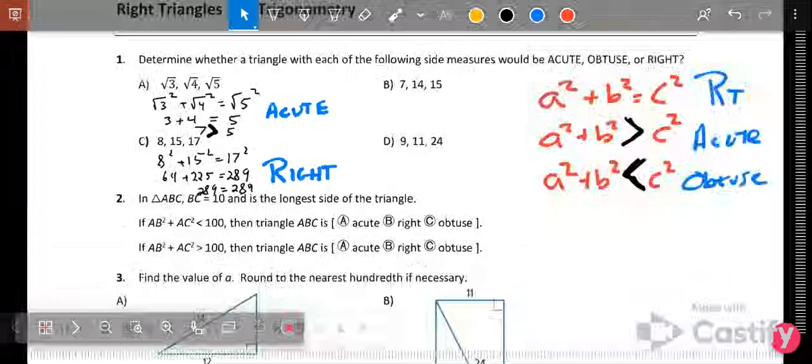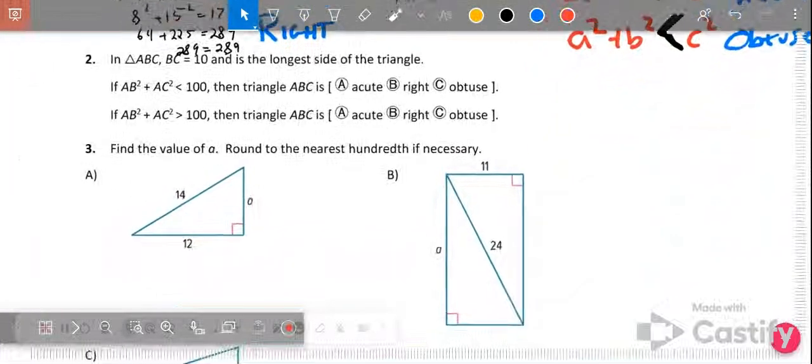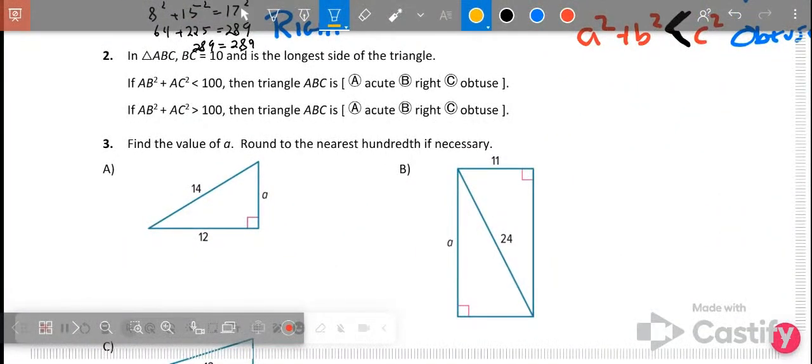Okay. Zooming back out so I can go down to number 2. Number 2 is the same kind of thing here. It's doing a squared plus b squared equals c squared. And they just want you to look at that symbol there and that symbol there. We're just following our rule from above. If the c squared side is bigger, it is obtuse. If the a squared side is bigger, it is acute.